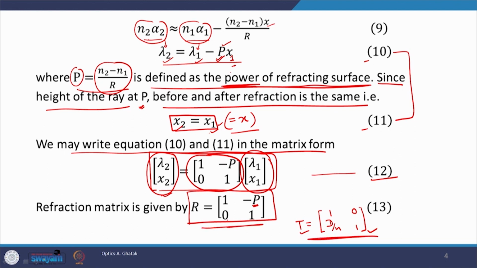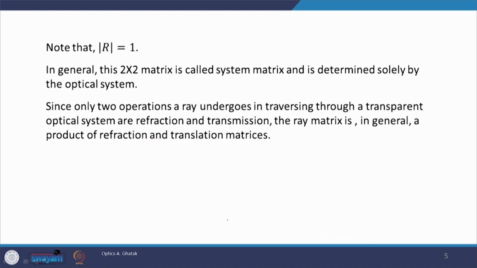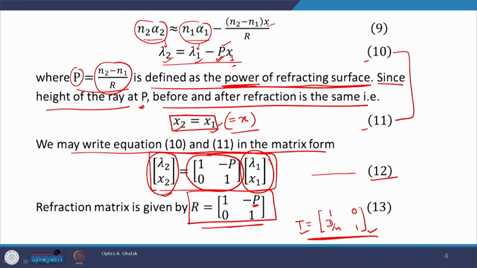It represents refraction. Note here again that if you take the determinant of equation number 13, which is your refraction matrix, it is again equal to 1. Similar to that of the translation matrix, the determinant of the refraction matrix is also equal to 1.